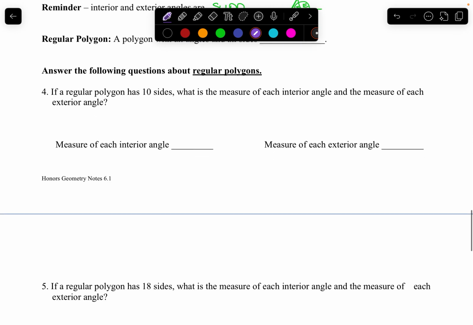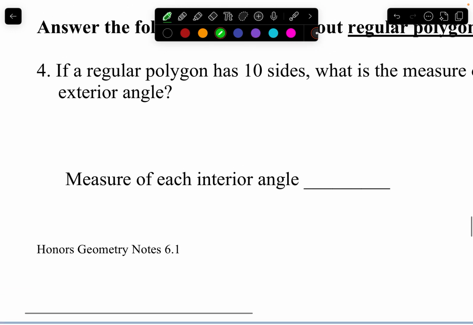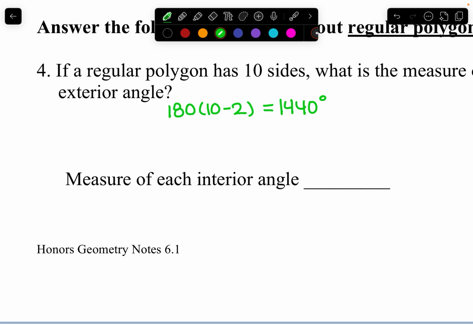If a regular polygon has 10 sides, what is the measure of each interior angle and the measure of each exterior angle? So I'm not looking for the sum anymore. Now I'm looking for individual angles. I still am going to start by using my sum formula because I have to know how many total angles I have anyways. So this is 180 times 10 minus 2, and I get 1,440 degrees. So in a 10-sided polygon, all of my angles added together will get me 1,440 degrees.